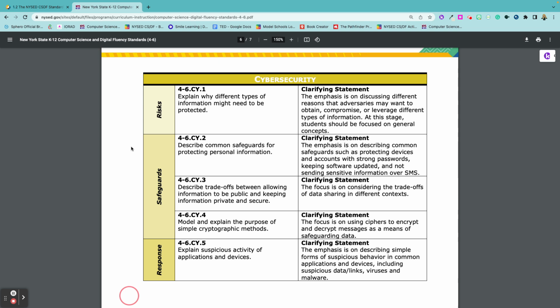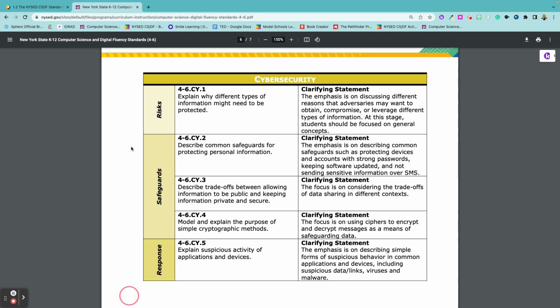In safeguards, we have 3 standards. The first one is to be able to describe common safeguards for protecting our personal information. Here, we're going to describe common safeguards such as protecting devices and accounts with strong passwords, keeping software updated, and not sending sensitive information over our system managements.